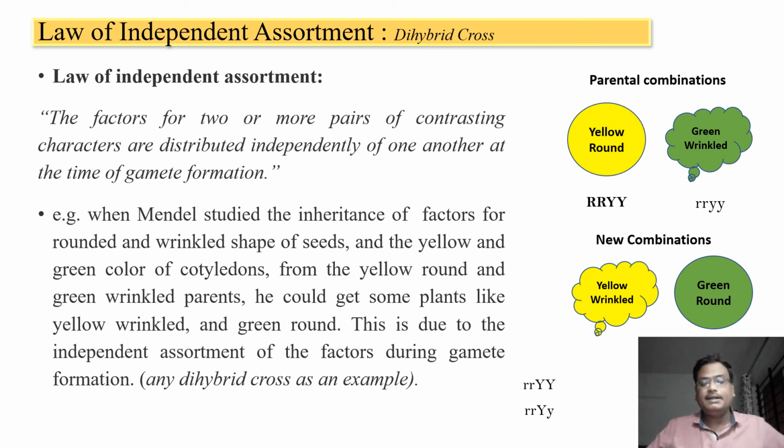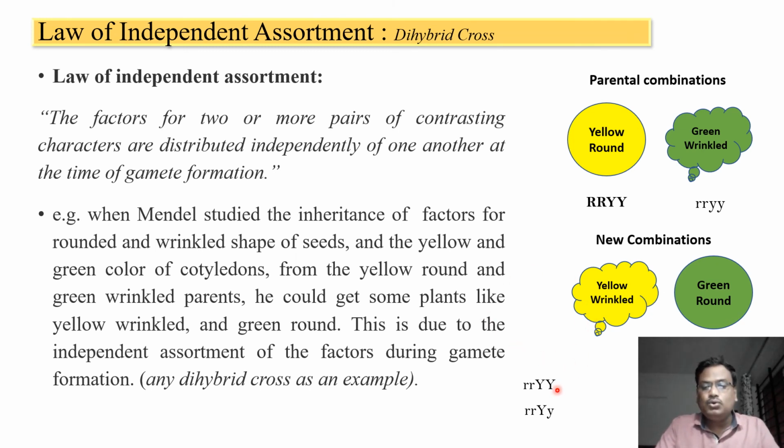No, they will get distributed randomly. Capital R may go and sit with small y. Capital Y may go and sit with small r. That's why we got 2 more combinations here, right? So these are the 2 parental combinations. We obtained yellow round in 9 ratio and green wrinkled in 1 ratio, but 3 and 3, 9:3:3:1. So with the 3 and 3, we obtained yellow wrinkled.